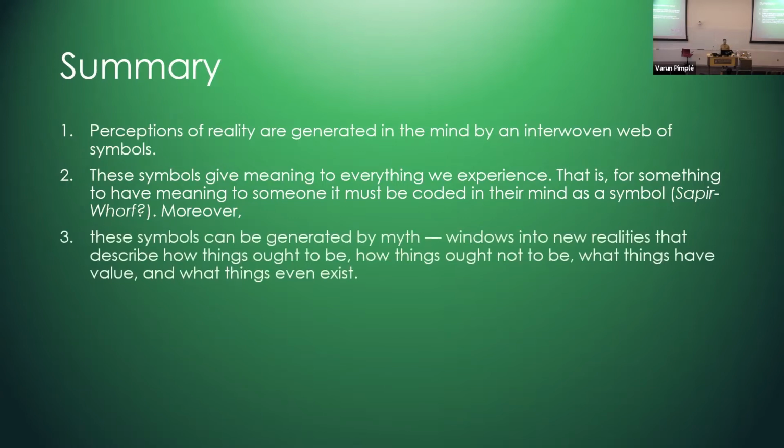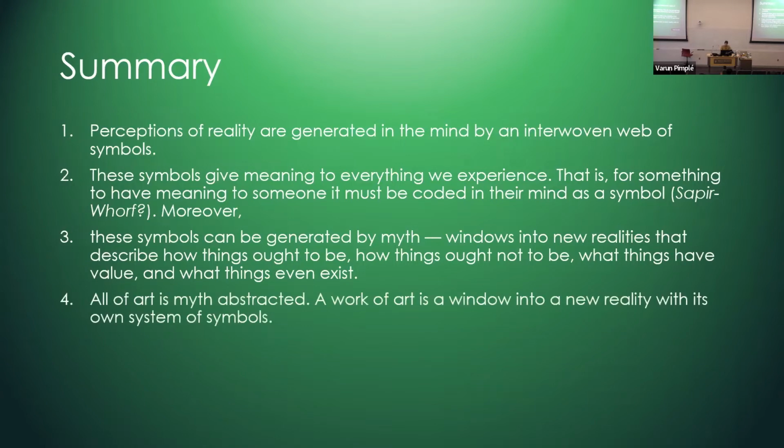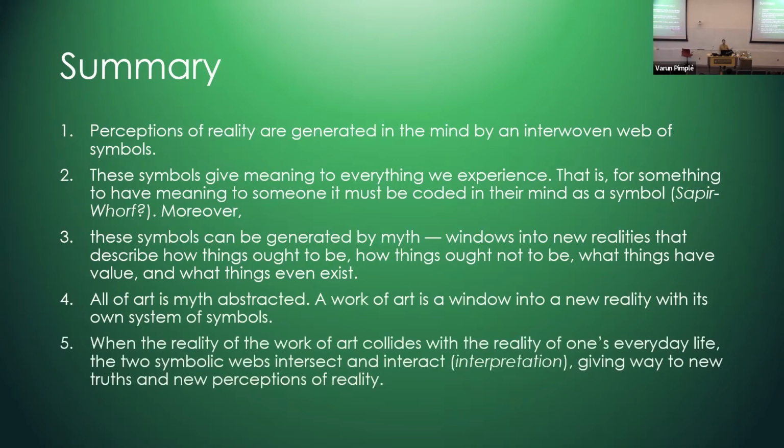These symbols can be generated by myth, windows into new realities that describe how things ought to be, how things ought not to be, what things have value, and what things even exist. All of art is myth abstracted. A work of art is a window into new reality with its own system of symbols. When the reality of a work of art collides with the reality of one's everyday life, the two symbolic webs intersect and interact, giving way to new truths and new perceptions of reality. And so this, in essence, is how I believe art functions.